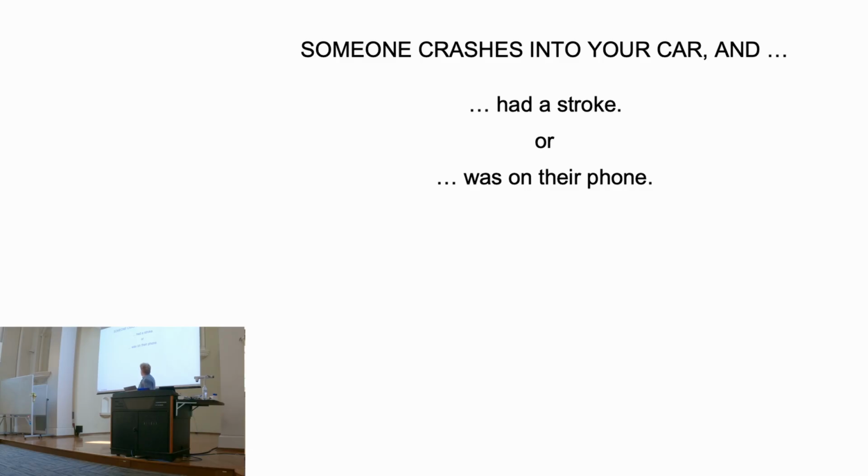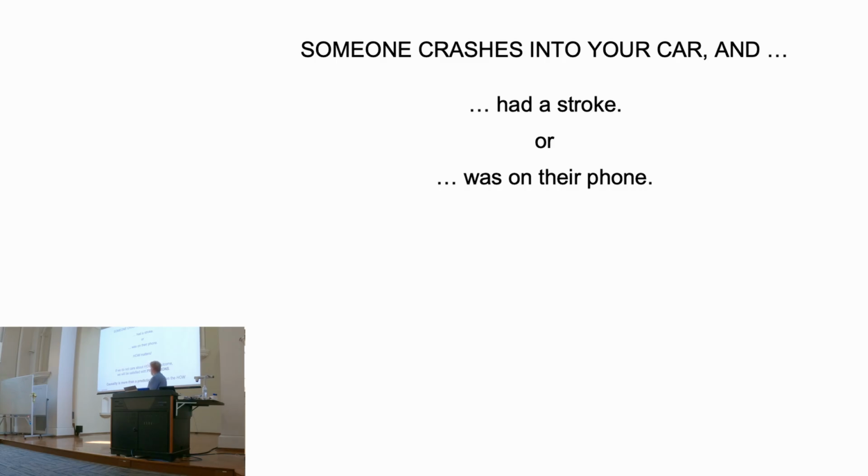So let's say you drive home and somebody crashes into your car. Well, in one case, you learn that that person had a stroke, and in the other case, you learn that the person was on their phone. Would that matter to you? Who would you be more mad at? This example, I think, shows that if we only look at outcome, we're missing something about causation.